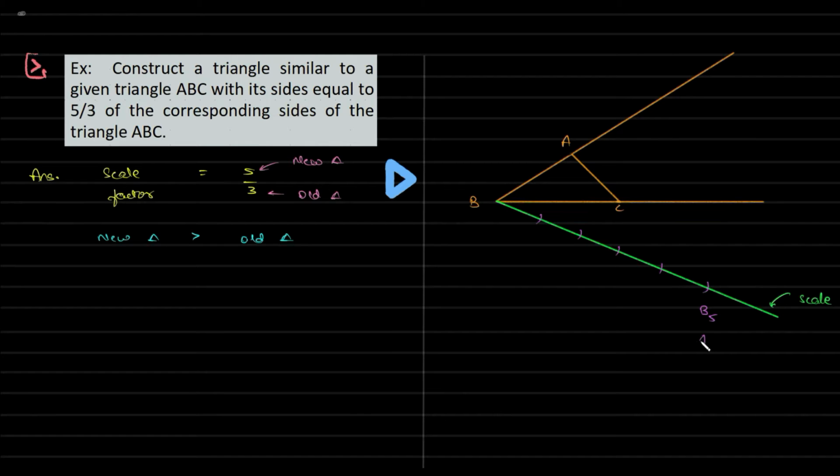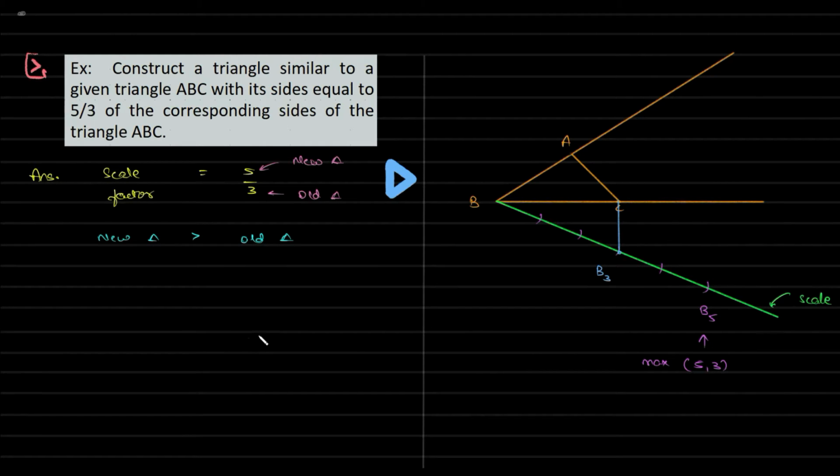B5. Why 5? Because the maximum of the ratio, that is 3 and 5, is 5. Here lies the difference. We are not going to join B5 and C, but we are going to join B3 and C. The reason is quite simple. Because we are relating the smaller value, that is the denominator value, to this division. So B3 has to be related to this 3, and so the old triangle is smaller.